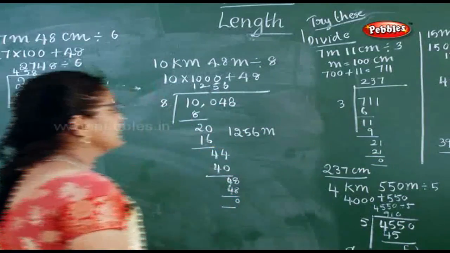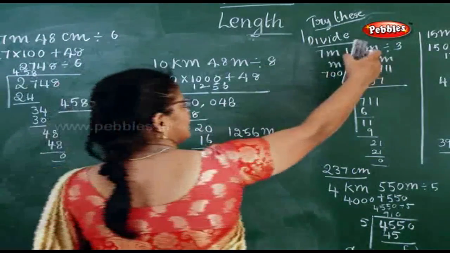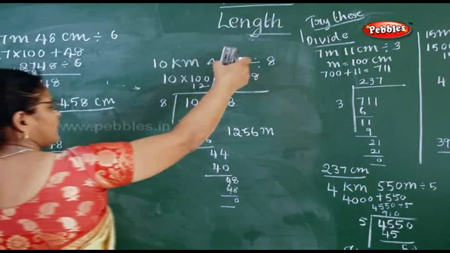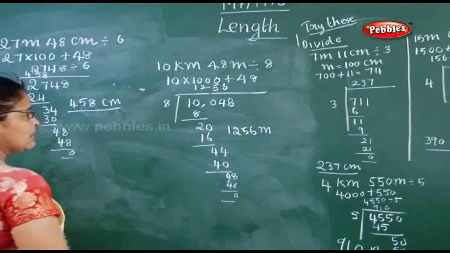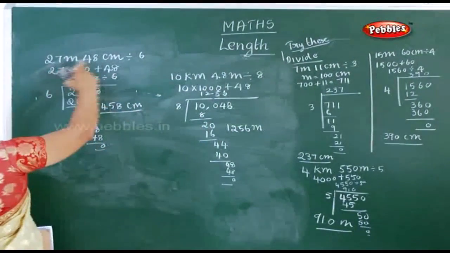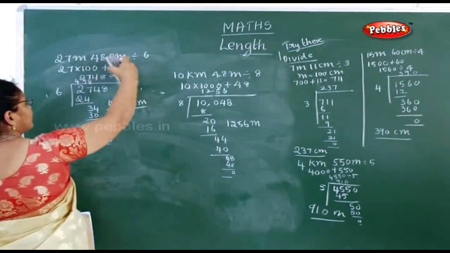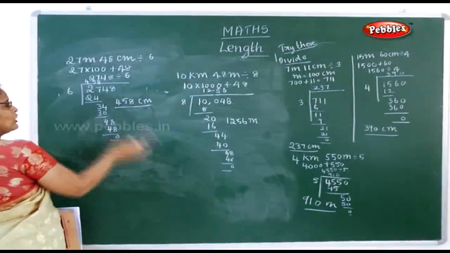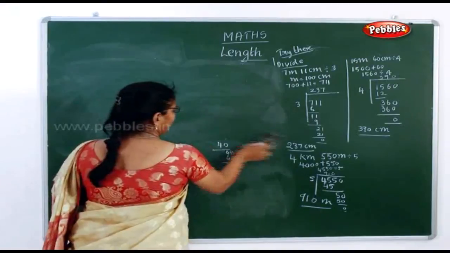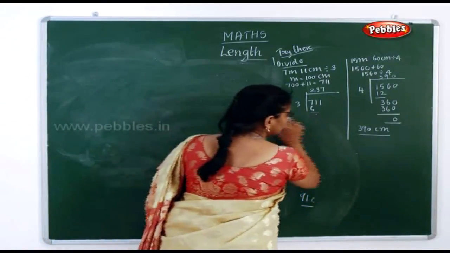You try this. When they have given meter and centimeter, you have to convert into centimeter. When they have given kilometer and meter, you have to convert into meter. Whatever the final thing, meter and centimeter, you will convert it to centimeter. So first you have to convert and then you have to divide with the number. So this is how you have to do your division.